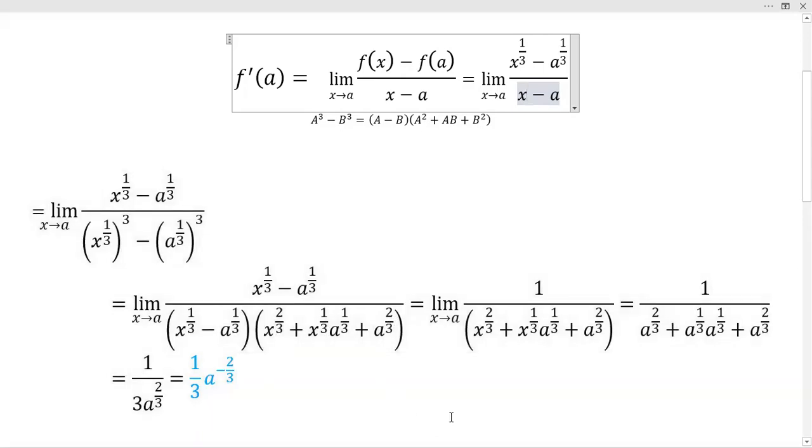And again, once you substitute a in everywhere there's an x, you get 3 copies of a to the 2/3 power. Notice that a to the 1/3 times a to the 1/3 is a to the 2/3. And there's 3 of them, and they're in the denominator. So this answer right here would be acceptable. Some people want you to write your answer with negative exponents. That's really not that big a deal. Nobody should make a big deal about that.